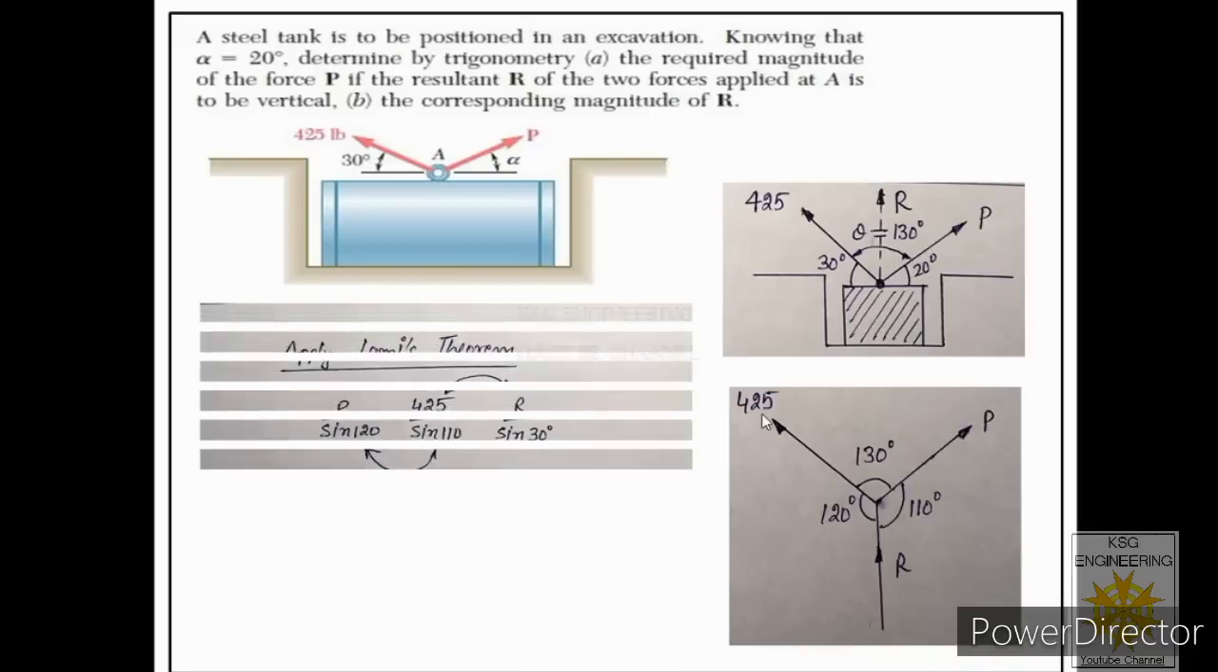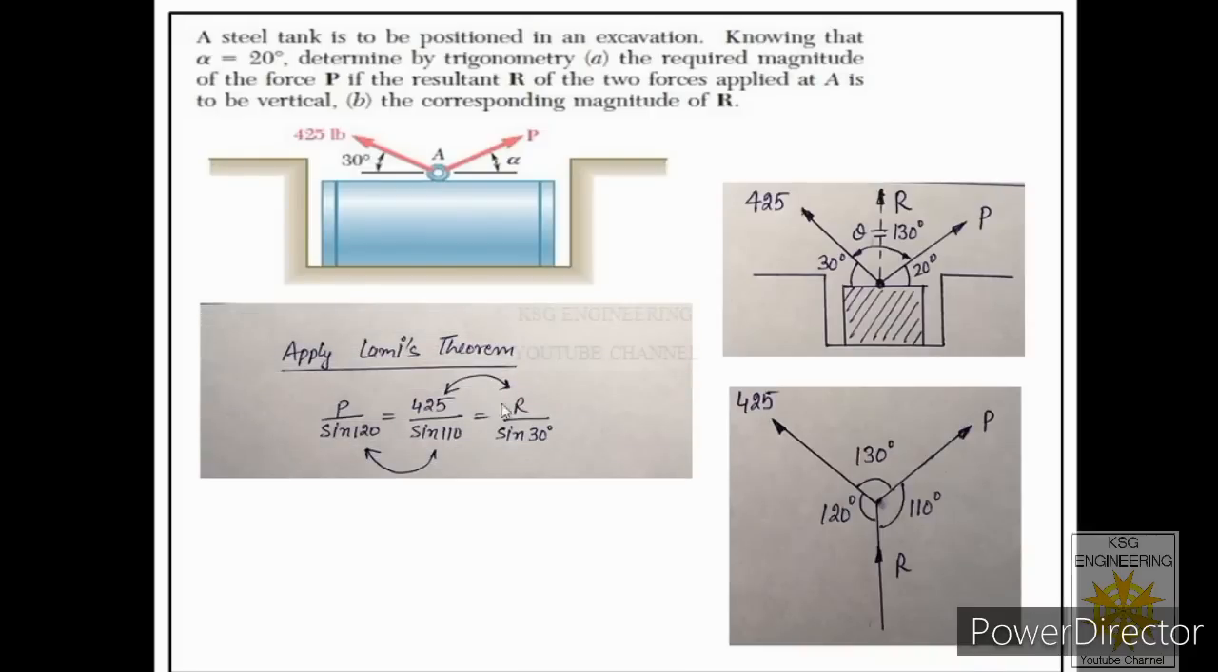Now we can easily apply Lami's theorem. We are using the same formula. So P divided by sine of the angle between the opposite forces. Opposite forces are R and 425. So between these two forces, the angle is 120. So P divided by sine 120. It will be equal to 425 divided by sine of the angle between the opposite forces. Opposite forces are R and P. So between these two forces, the angle is 110. So we have written sine 110.